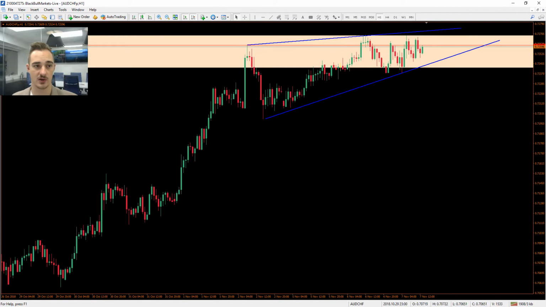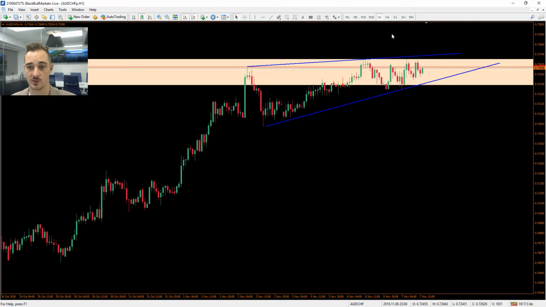The hourly time frame for the Aussie Swiss franc is a potential break or bounce. There's a lot of resistance, so we could look for a potential move to the downside. Moving on to our Aussie Kiwi dollar.